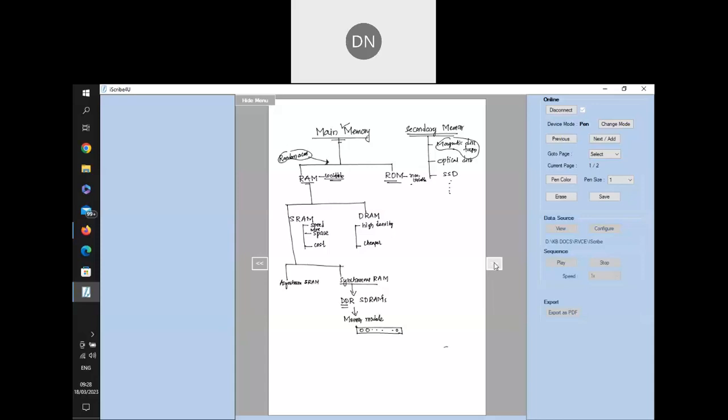Similarly, there is one change I'm just marking here. These are all part of DRAMs. It's not SRAMs. These are all asynchronous DRAM. Synchronous is also a DRAM. So DDR, synchronous DRAMs. There's one change, I'm just marking it here.